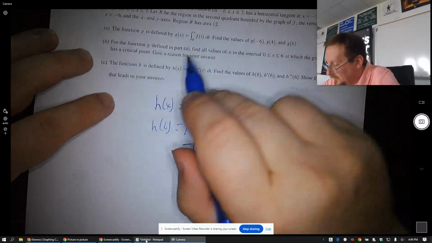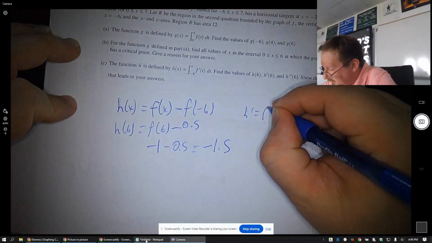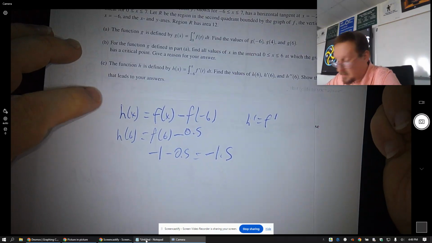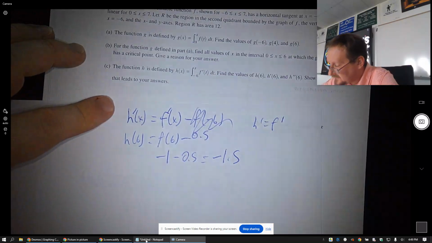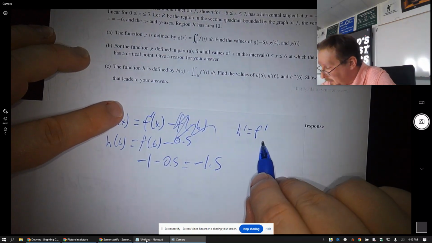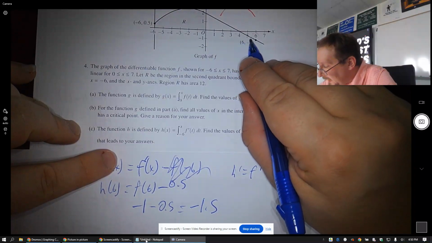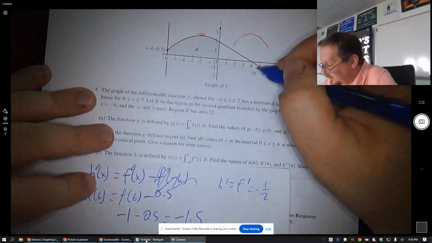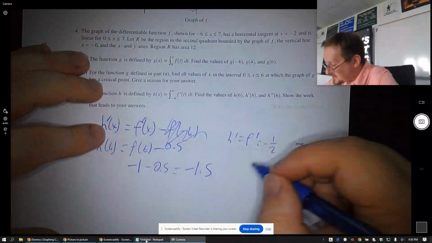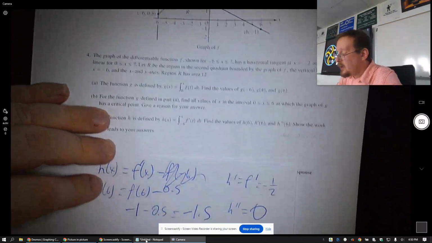Now, the derivative of h is also the derivative of f. h prime is f prime. Why is that? Because when you take the derivative, this is a constant and it's gone. So h prime is f prime, which is the derivative at 6. That slope is negative 1/2, because that's the slope right there. And h double prime is the derivative of a constant, which is 0. Lines have 0 for a second derivative.